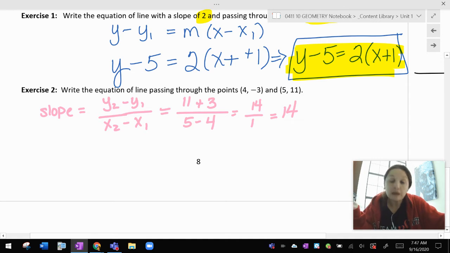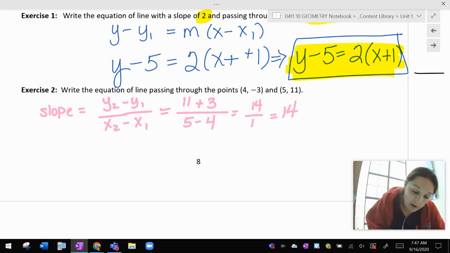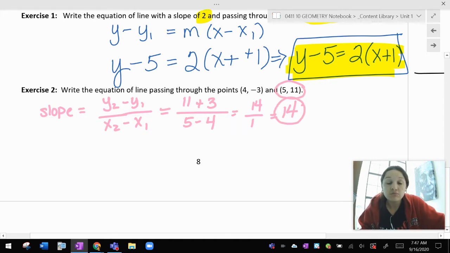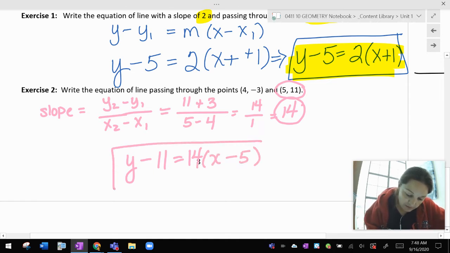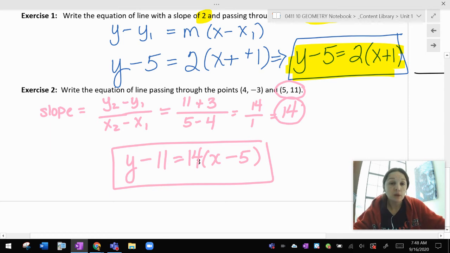And now I can pick either one of those points to write the point slope form of the line. I'm going to use 5, 11 because it doesn't have any negatives in it. It's just what I decided to do. So I'm going to write y minus 11 equals 14 times x minus 5. And there it is. That's the equation of the line.